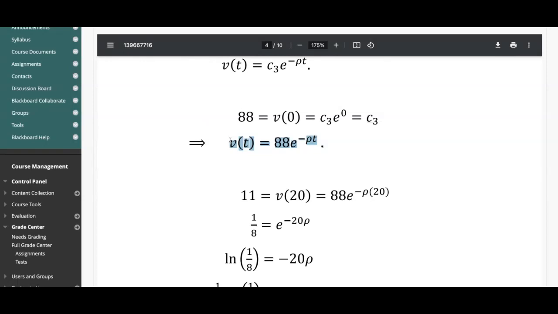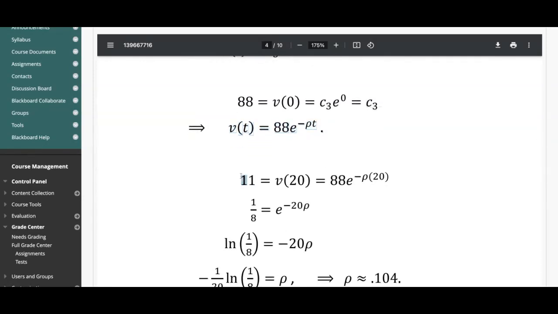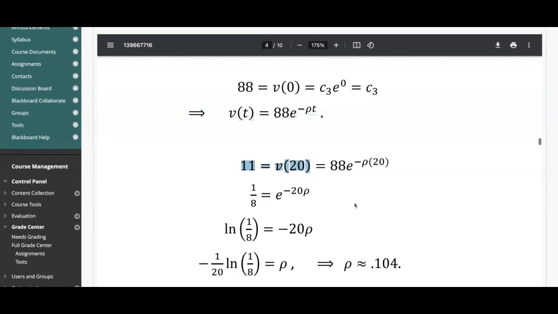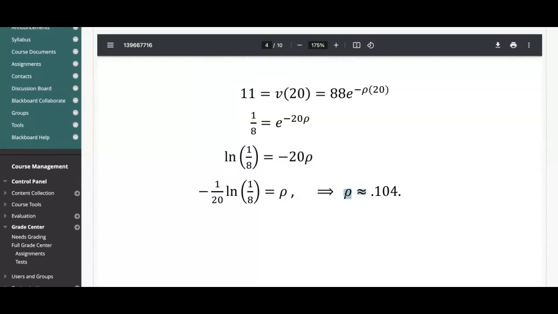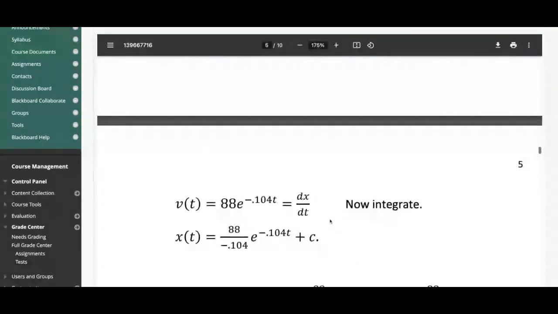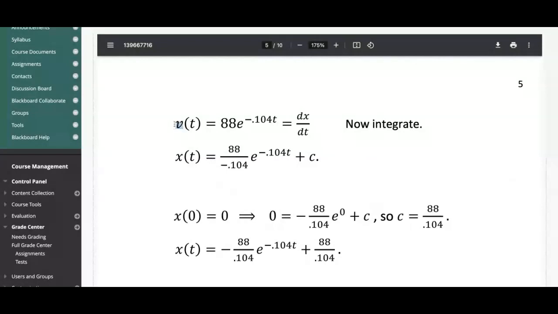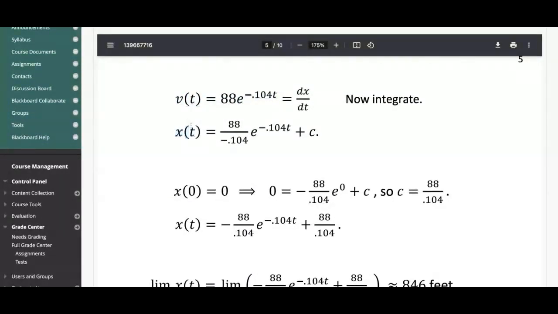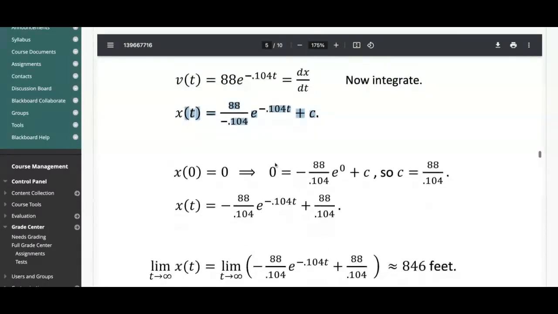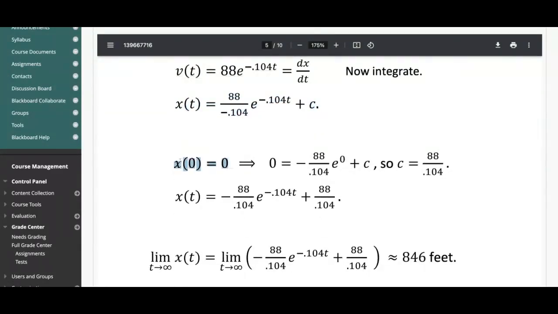Use the second given condition to get rho. Solve the equation, so we get rho. It's about 0.104. Put it back into the velocity function. Integrate both sides. Put in an initial condition; of course, displacement at time 0 is 0. Solve for C. Put it back into the displacement function, so we get a displacement function.